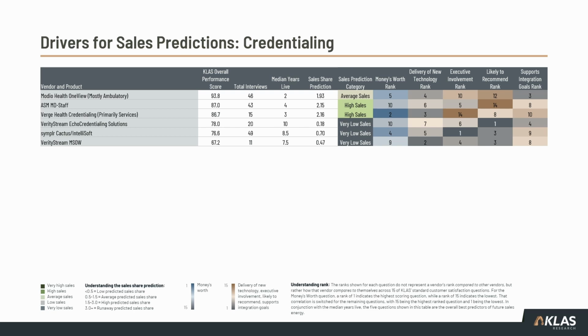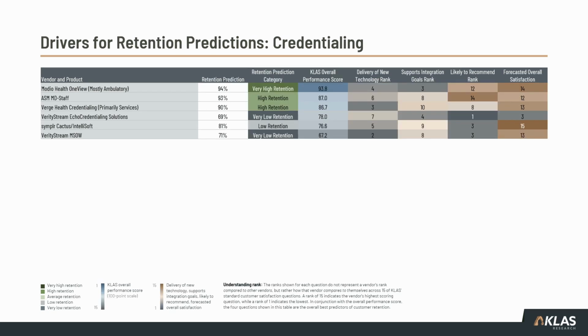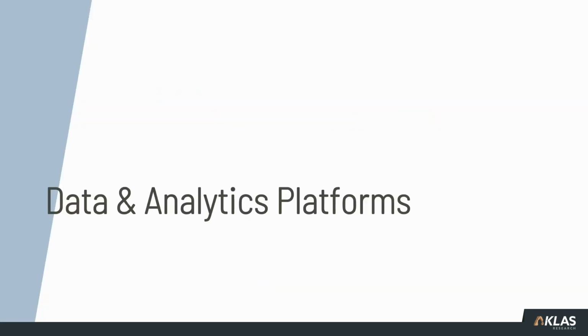Jen, that's so interesting, especially as we look at MD Staff. We know that likely to recommend rank is so critical, one of the most important top ranks that you want to see in terms of predicting future sales. And they're sitting at that 14th rank, just under that top spot, really showing high future sales for that particular vendor. So just like on who is having the highest sales predictions, the same vendors are having the highest retention predictions. So ASM, MD Staff, Verge, and Modio Health all are really driving satisfaction for their customers and likely to retain them. Now let's move on to our next segment, which is data and analytics platforms.